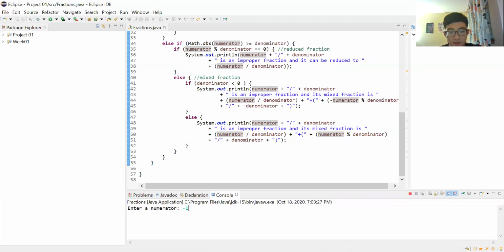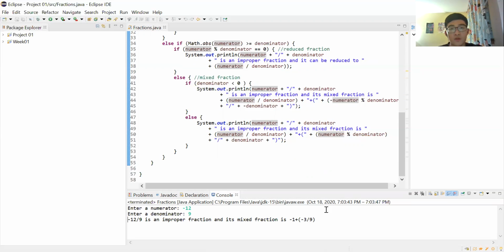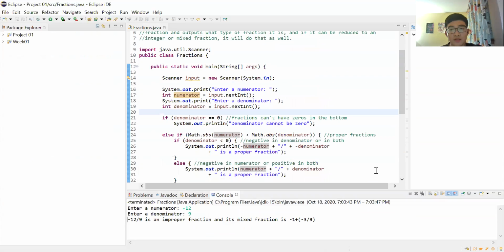And then I'm going to do some negative numbers. So numerator is -1 and the denominator is 5. Then it comes out as -1/5 as a proper fraction. And then let's do -6 and then 3, which comes out just to -2, which reduces automatically. And then we'll have one more. Let's do the mixed fraction, -12 and 9, which reduces to -1, and then it's added the -3/9. So that is my fractions project.